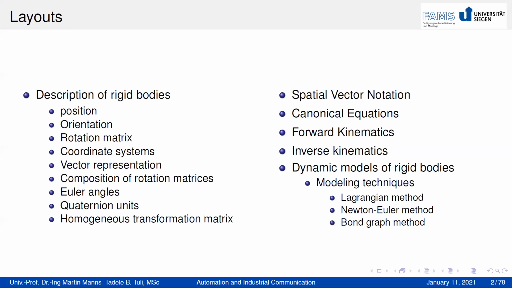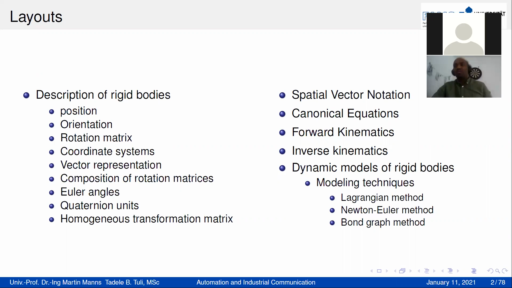So in dynamics, what are the modeling techniques? In general, there are about 3-4 approaches, like the Lagrangian method, the Newton-Euler method, or the bond graph. But that is not really our concern. We are really interested in the Lagrangian approach and the Newton-Euler approach. The bond graph approach is maybe not really useful for us. Maybe in future we could have a look at that.